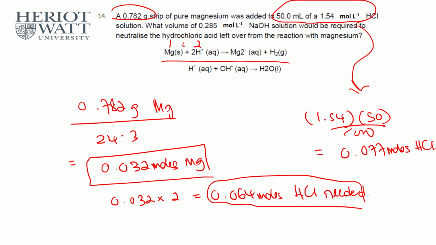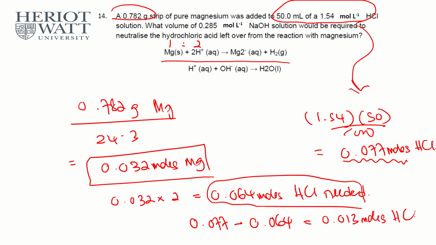Okay, you need 0.064. And how many moles of HCl in the solution? We have 0.077. We have this, and we need only 0.064. Make sense? So I'm going to use 0.077 minus what we need to react. You will get the remaining HCl, which is 0.013 moles of HCl remaining. Make sense? So this is the amount of moles of HCl remaining. All right. So let's continue.